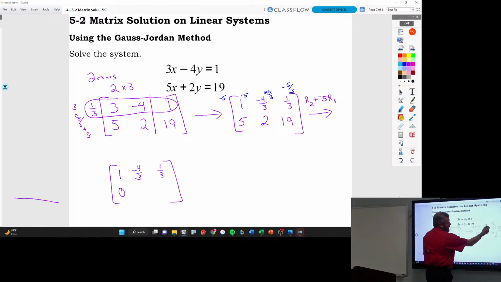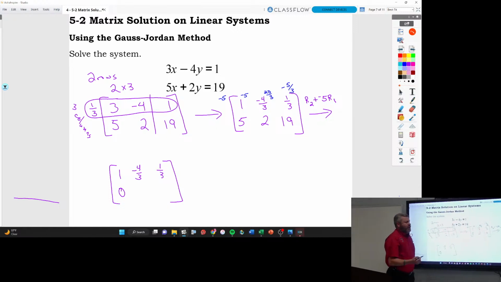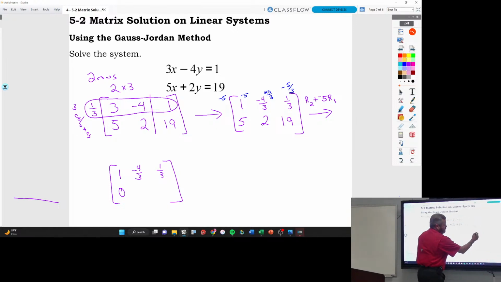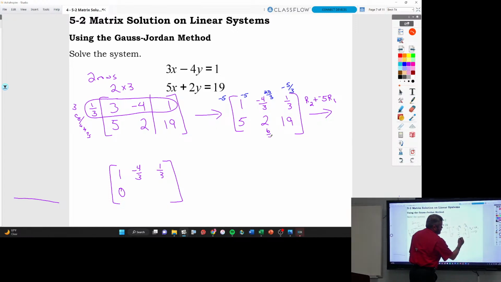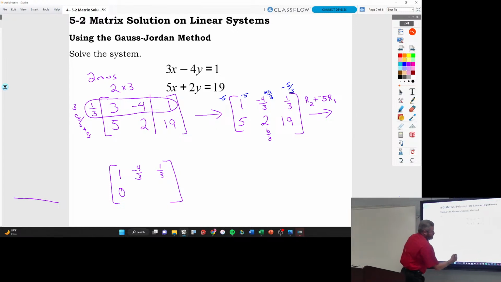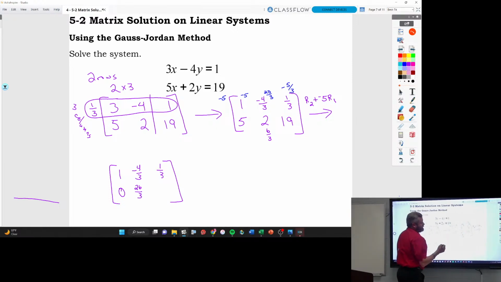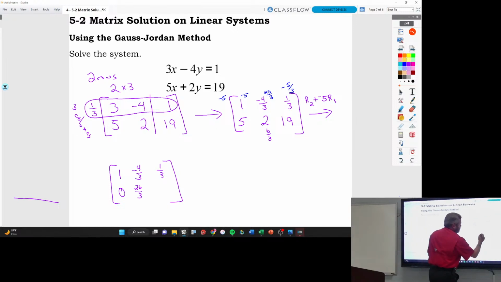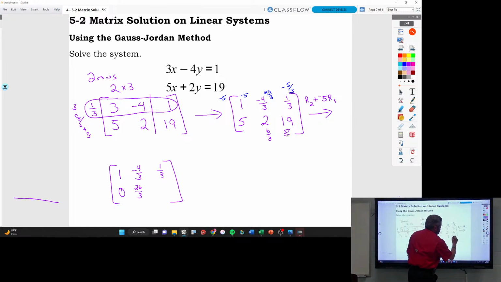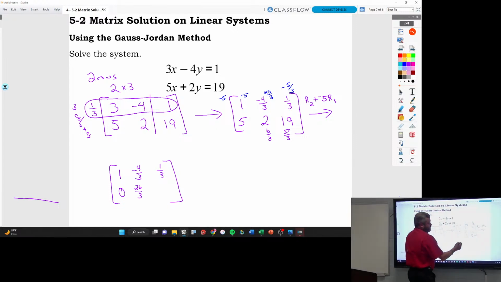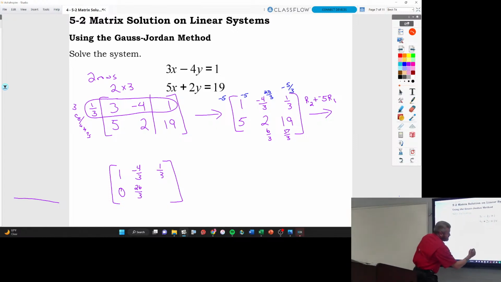The next one, I have 20/3 and 2. Well, 2 is the same thing as 6/3, right? So 6 divided by 3 is 2. So 20/3 and 6/3, combine those, that would give me 26/3. And then negative 5/3 and 19. Well, 19 would be 57/3, because 57 divided by 3 is 19. So 57/3 combined with negative 5/3 would be 52/3.